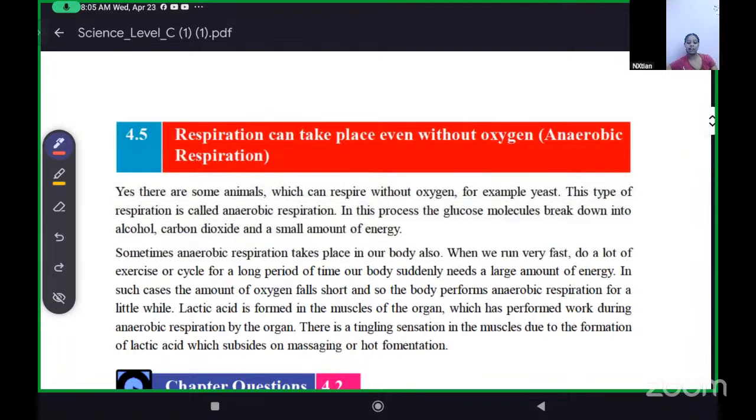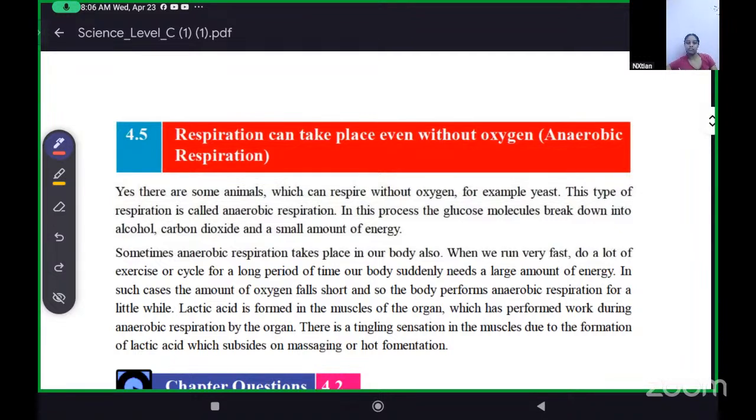Sometimes anaerobic respiration happens inside us as well. When we run very fast, do a lot of exercise, or cycle for a long period of time, our body suddenly needs a large amount of energy. In such cases, the amount of oxygen falls short, so the body performs anaerobic respiration for a little while. Lactic acid is formed in the muscles during anaerobic respiration. There is a tingling sensation in the muscle due to formation of lactic acid, which subsides on massaging or hot fermentation.